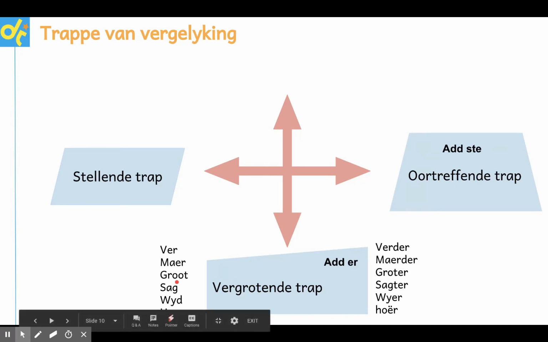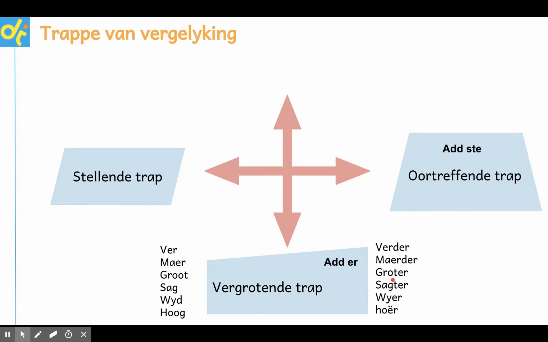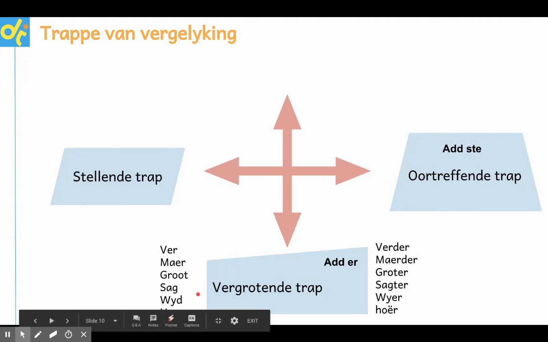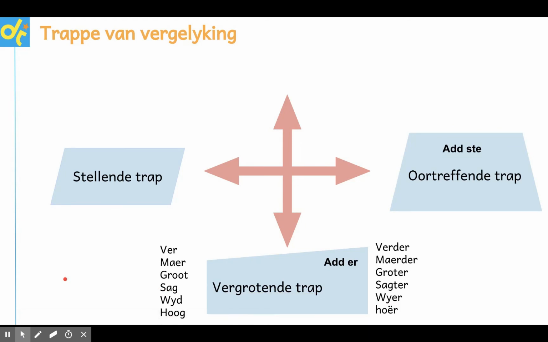So groot, with two of the same vowels, you will drop one when you put it in the vergrotende trap. Groter. Sag ends in IG, add a TER. Sagter. Wyd, you drop the D. Wyer. Hoog, hoër. You take the OG away because of the twin vowel and the G must fall away, and you add your ER with the two dots on the E. These are the exceptions. Everything else, you just add an ER following your meervoud rules as well.